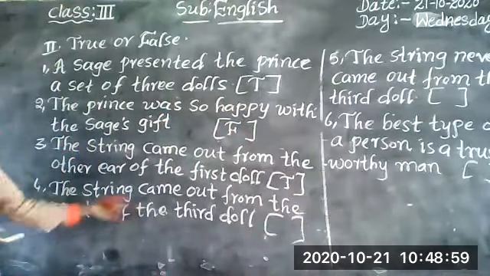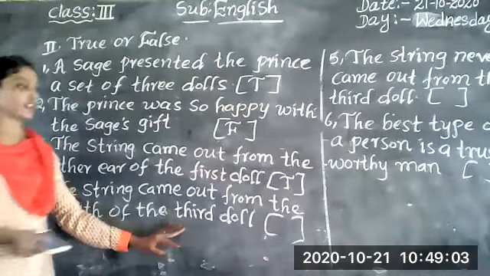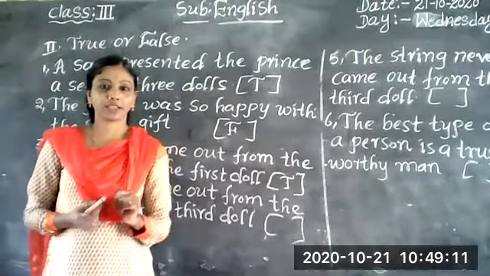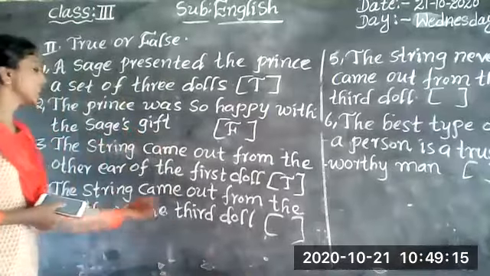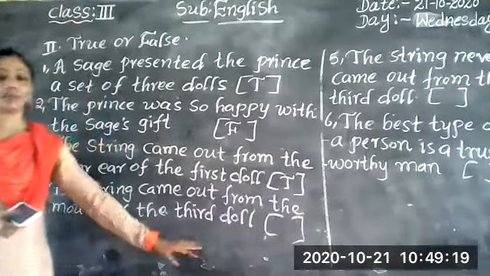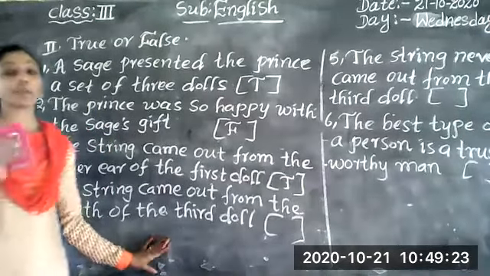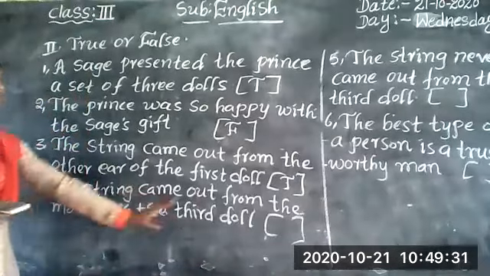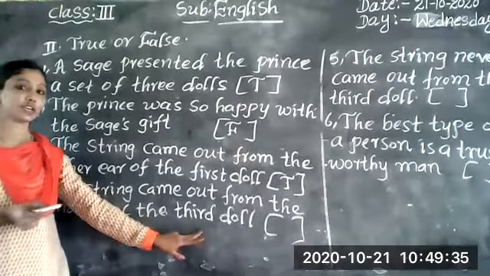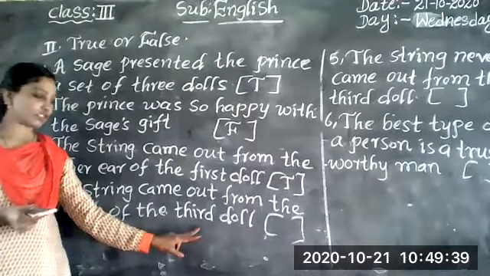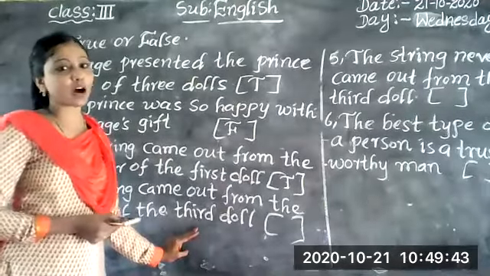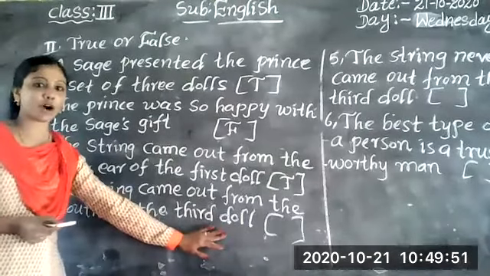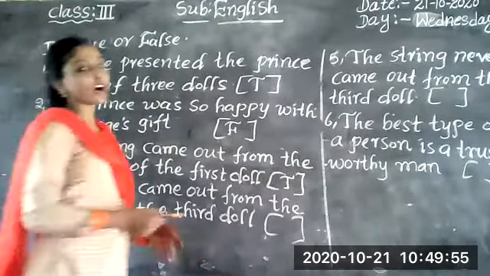Next, the string came out from the mouth of the third dog. For the first dog, the string came out from the ear, and for the second dog, the string came out from the mouth. Here the statement says the third dog. Actually, the string came out from the mouth of the second dog, not the third dog. So it is a false statement.